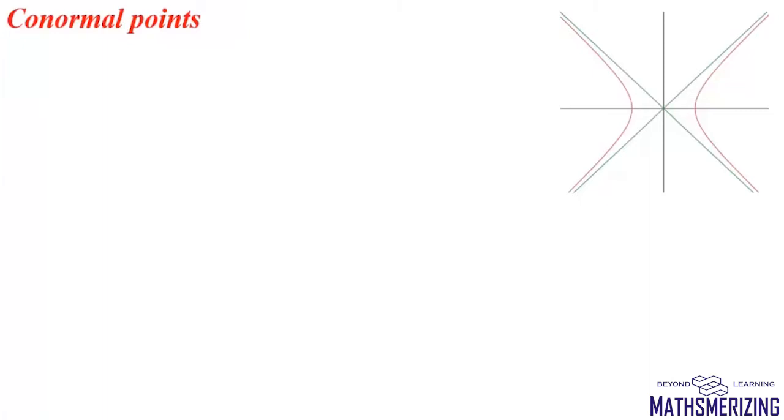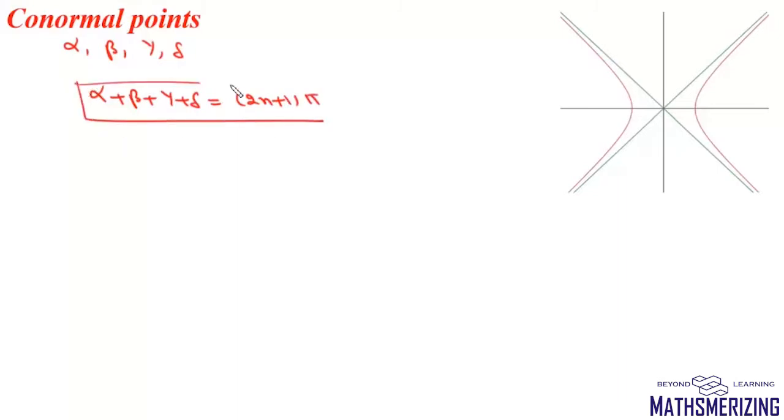Now in the previous section, we have already studied that from a point, 4 normals can be drawn to a hyperbola. Let eccentric angles of feet of these normals be alpha, beta, gamma and delta. So these 4 points represent 4 conormal points for a given hyperbola. We need to prove that the sum of eccentric angles, that is alpha plus beta plus gamma plus delta, is an odd multiple of pi. So this is what we need to prove.